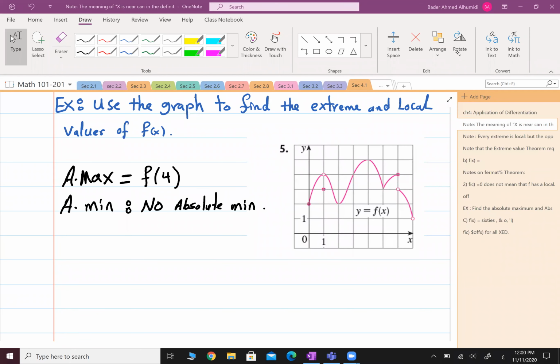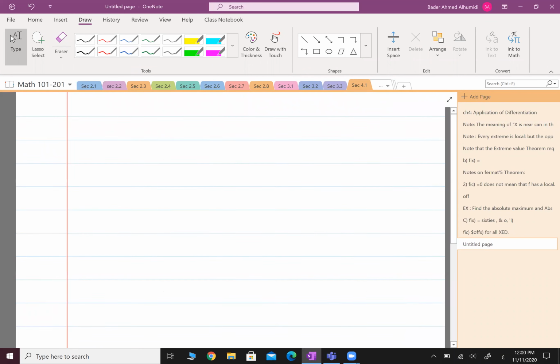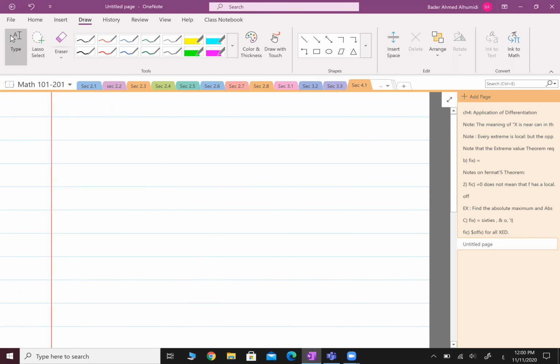Okay, let's remember what we did last time, and inshallah we'll continue this exercise. We'll stop at the first point we discussed last time, which is the meaning of absolute maximum, absolute minimum, local maximum, and local minimum. So what is absolute maximum and what is absolute minimum?